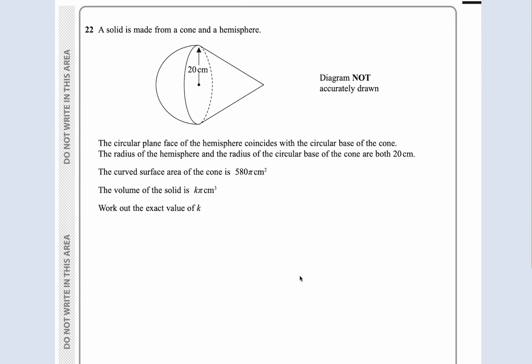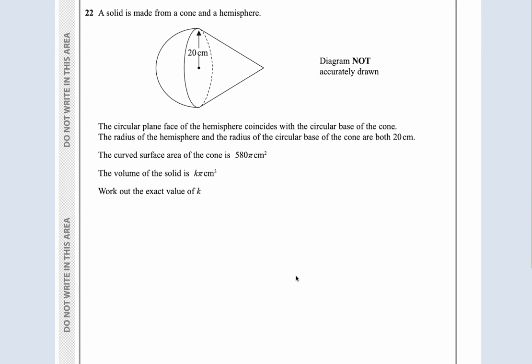Question 22. A solid is made from a cone and a hemisphere. The circular plane face of the hemisphere coincides with the circular base of the cone. The radius is 20. The curved surface area of the cone is 580 pi centimeters squared. The volume of the solid is this. Work out the exact value of K.